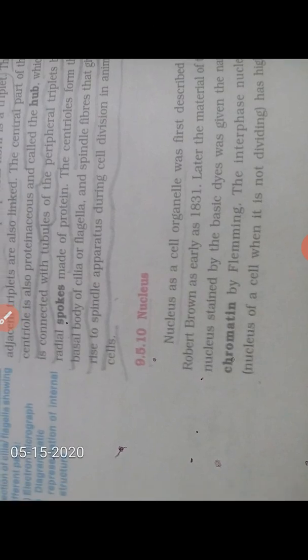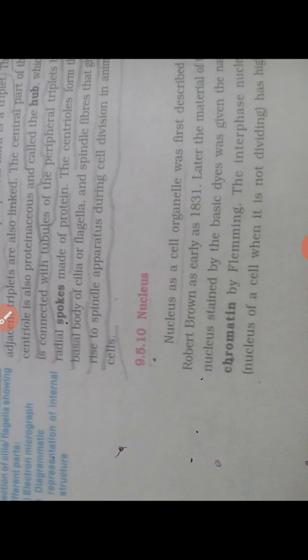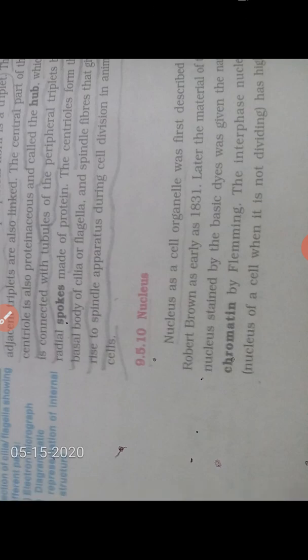Now finally we have to move on to the nucleus. Hey guys, nucleus. The nucleus is a conspicuous spherical structure which controls and coordinates various life activities of a cell. It is the largest and most dynamic cell organelle. It was discovered by Robert Brown in orchid root cells. Later, the material of the nucleus stained by basic dyes was given the name chromatin by Fleming. It is present in all eukaryotic cells except mature RBCs and sieve tube elements of plants.